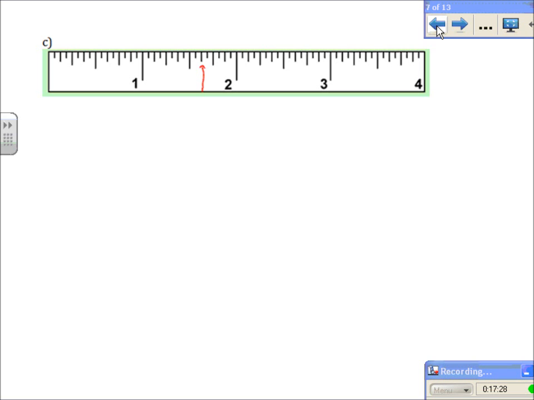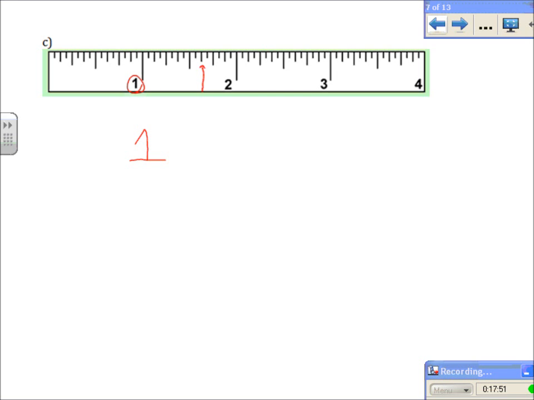C, this time we've got our marking not on one of the major 4 divisions, but on one of the 8th divisions. So again, there's 2 ways to do this. 1 is going to be my first number because I see that I'm past 1 whole inch, but I'm not all the way to 2. So I'm at 1.